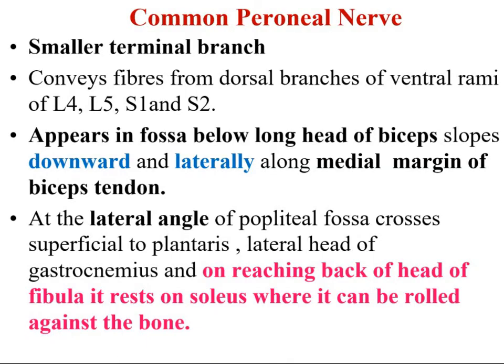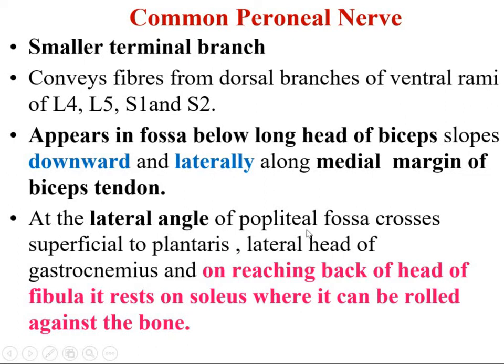Then we have the common peroneal nerve. It is a smaller terminal branch, conveying fibers from dorsal branch of ventral rami of L4, L5, S1, and S2. It appears in the fossa below the long head of biceps. Then it runs downwards and laterally along the medial margin of your biceps tendon.